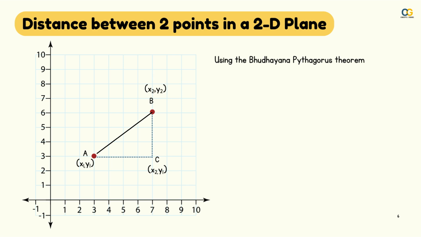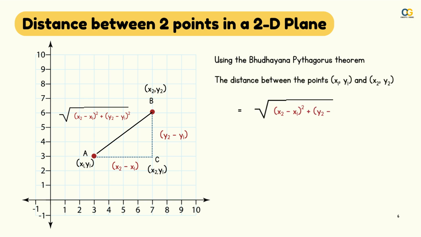Now we know that from the y-axis, A has moved x1 units and C has moved x2 units. The distance between A and C will be x2 minus x1. Similarly for B, the distance will be y2 minus y1. Hence, we can say that the hypotenuse is given by the square root of the sum of the squares of the sides: square root of (x2 minus x1) squared plus (y2 minus y1) squared. This is the distance between the 2 points (x1, y1) and (x2, y2).